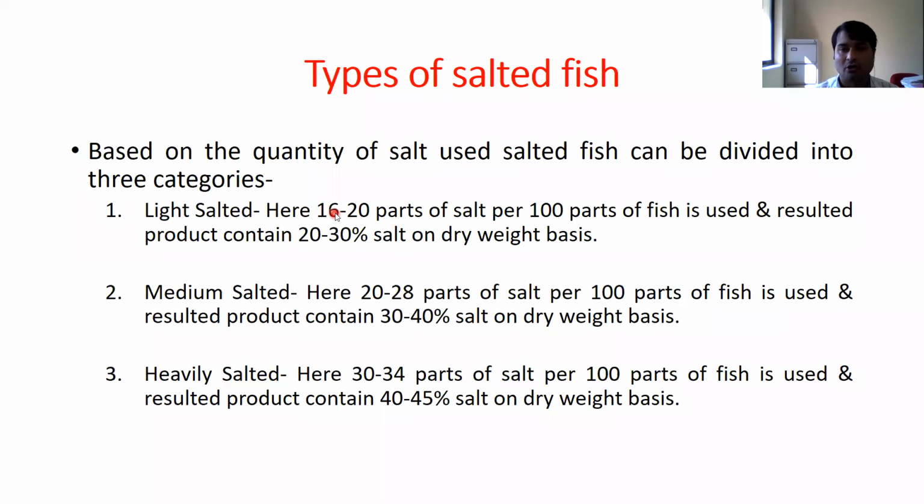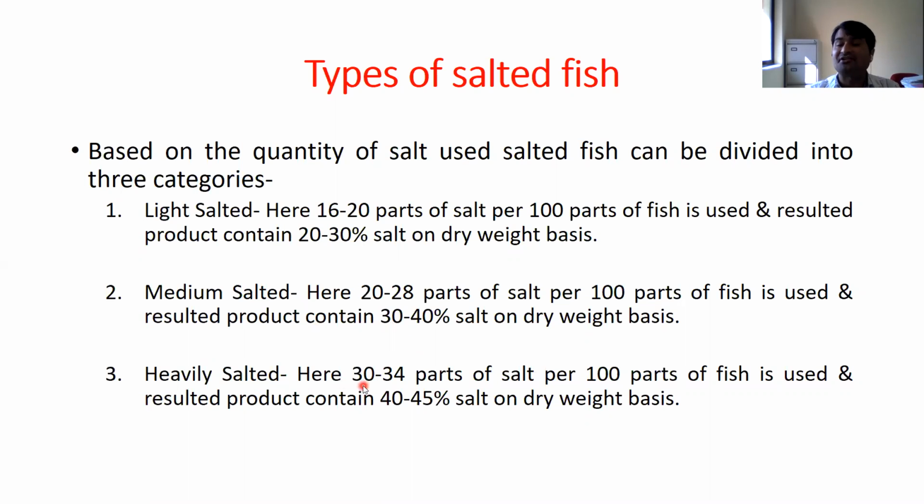दैट इज लाइट सॉल्टेड. जो उस तरह का सॉल्टिंग करेंगे उसमें जो प्रोडक्ट बनेगा, उस प्रोडक्ट में हमारा सॉल्ट का कंसेंट्रेशन होगा 20 to 30% on dry weight basis, not wet weight basis, on dry weight basis. Again in medium salted fish, here we are using 20 to 28 parts of salt per 100 parts of fish. That means 100 kg fish के लिए 20 to 28 kg salt we have to use. And जो फाइनल प्रोडक्ट बनेगा, उसमें सॉल्ट का कंसेंट्रेशन 30 to 40% होगा on dry weight basis.